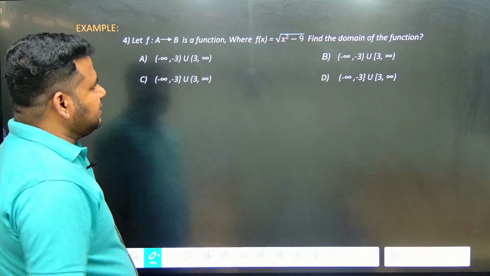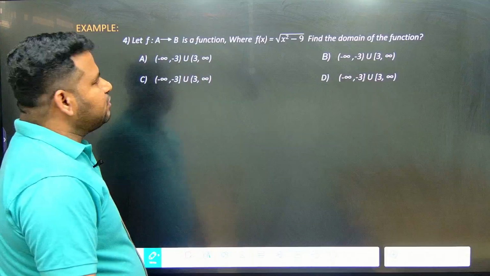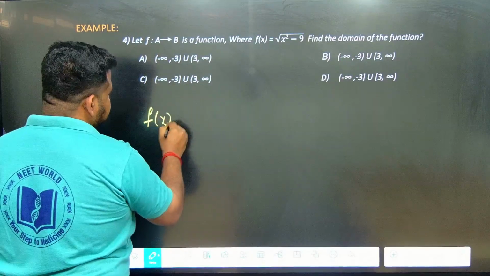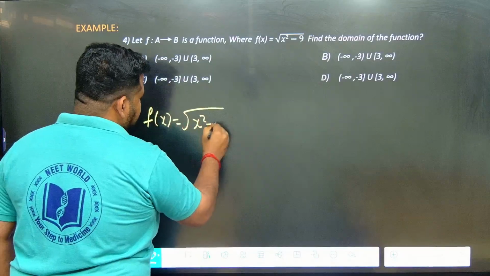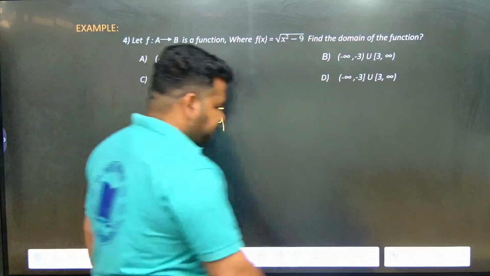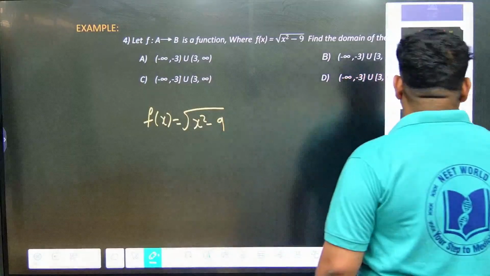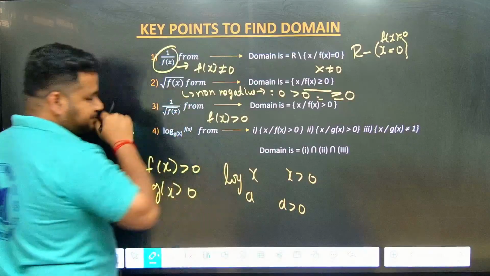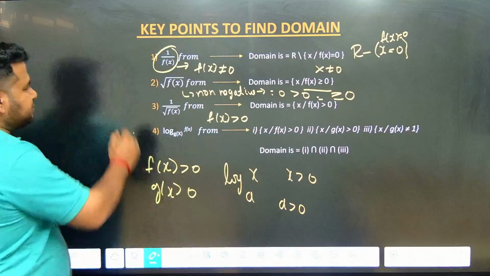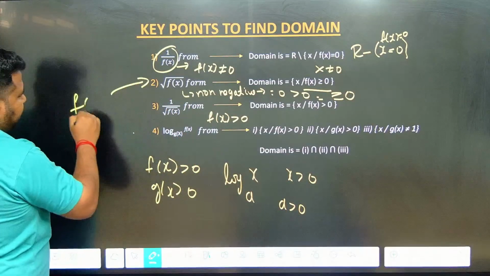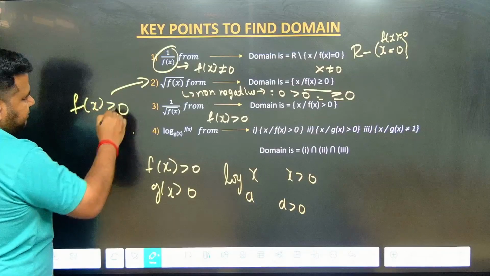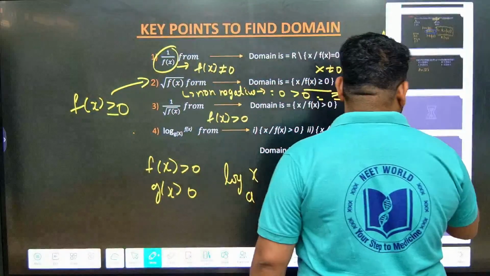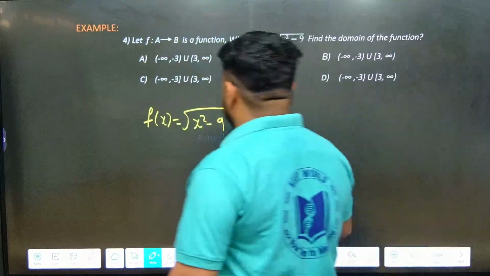They are telling f of x is given as the square root of a function. So f of x is given like this, square root of x square minus 9. See here, by your knowledge, what did I tell you? If the function is of the form square root of f of x, then f of x we can take as greater than or equal to 0.